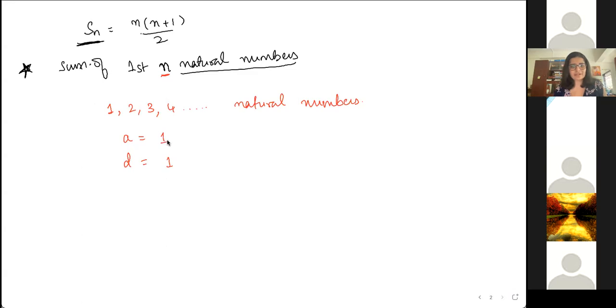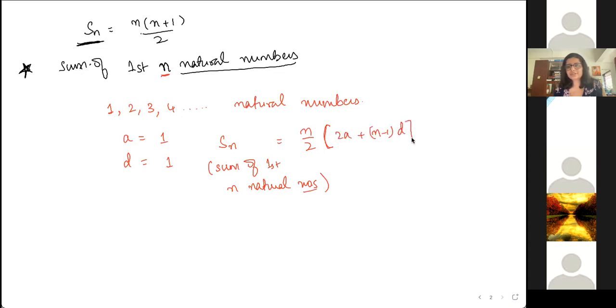1. So now can you calculate what is the sum Sn, in this case, sum of n natural numbers? Apply the formula and calculate. Use a equal to 1, d equal to 1. Yeah, then we will get the simplified formula. So n by 2 into 2a plus n minus 1 into d. So put a equal to 1, d equal to 1. So it's n by 2 into 2 plus n minus 1.